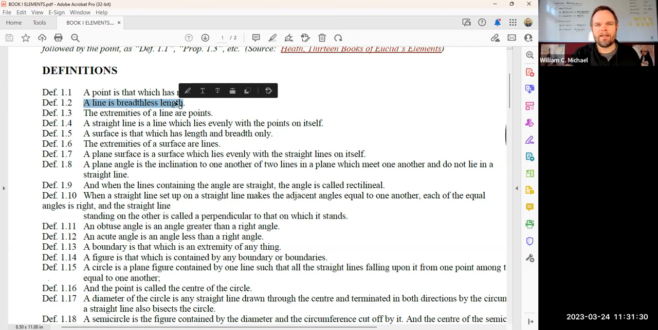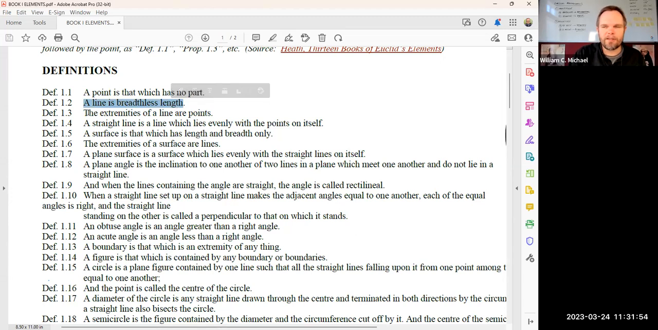What happens if I add a third point? What happens if I add a fourth point? And so on. It gets more complicated as we go. But we start with the simple idea of what a point is. And then every time we add a new point, we can draw a line. Now we've got two points and a line. And that's how you've got to think about this as we move forward. Okay, so a line is a breadthless length.